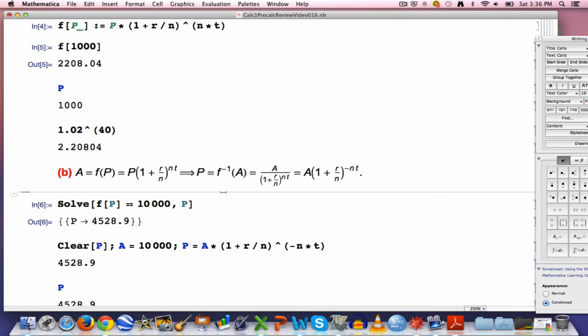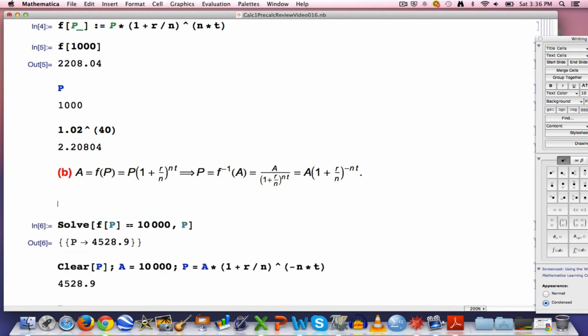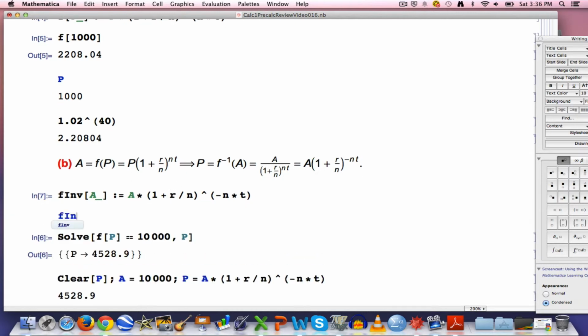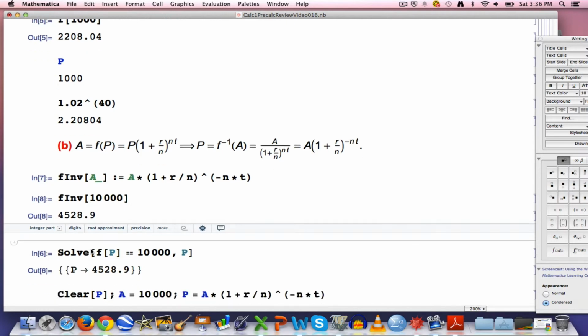So I'm going to graph these using some commands I've shown you in the past with Mathematica. I am also going to define the function f inverse. I'll type it like this, f inv of a is going to be a times, I'll use the negative exponent, 1 plus r over n to the negative nt times t power. Again, put the times in there. By the way, f inverse of 10,000 is another way to find, and we did that in the last video, this answer 4528.9.